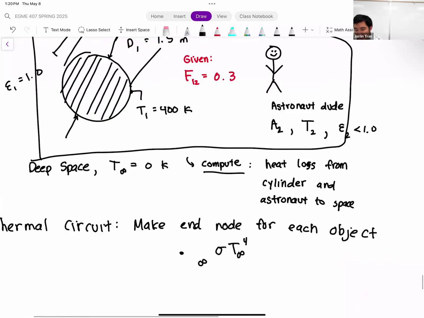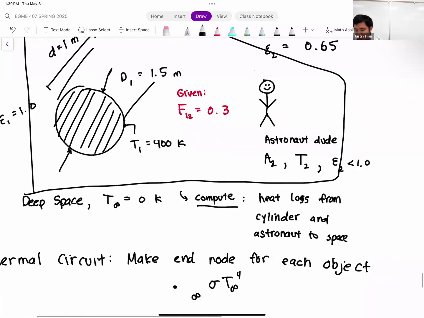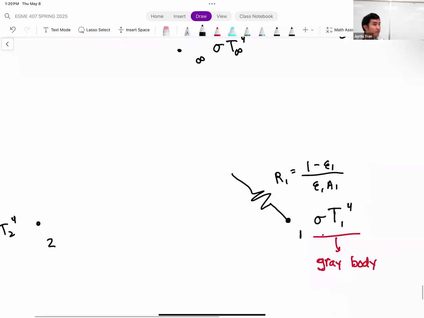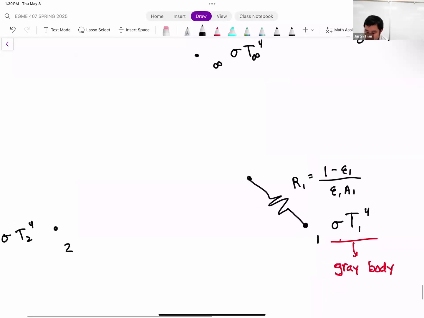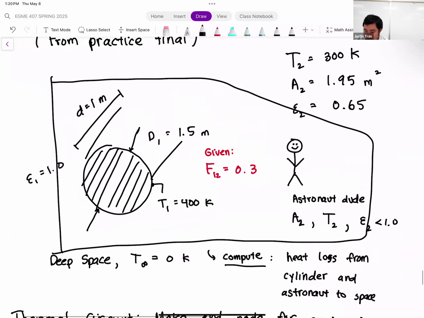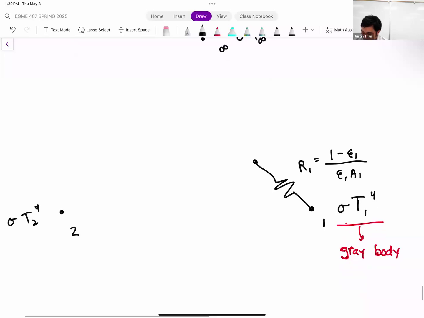Oh, did I switch the numbers? The astronaut is 2, huh? Good question. Yeah. So after we do the surface resistance, then we would put that J node. Exactly. Yeah, so that's the next thing that you would do. I apologize, I mixed the numbers up. So object one in the diagram was a cylinder, but we'll say, just to be clear, this here represents the astronaut.